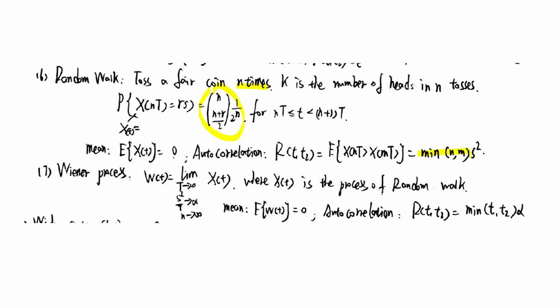And the Wiener process is based on the random walk process. We define Wt equal to the limit of Xt, where Xt is a random walk process, when T tends to 0 and s squared divided by T tends to a constant alpha, and n tends to infinity. So the mean of this process is equal to 0, and the autocorrelation of this process is equal to the minimum value of t1 and t2, multiplied by this constant alpha.